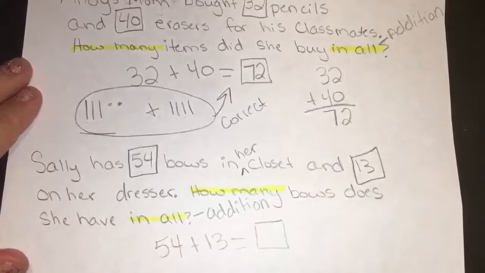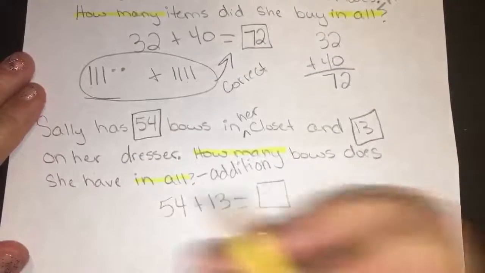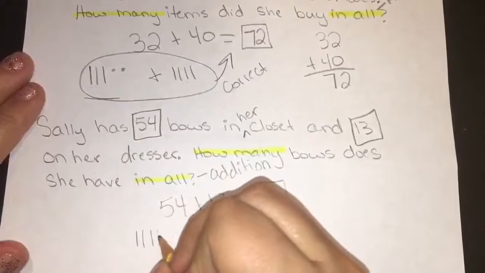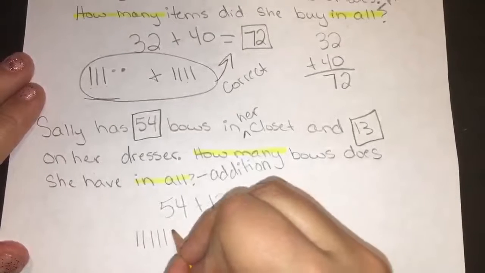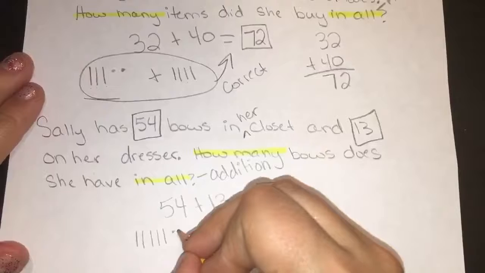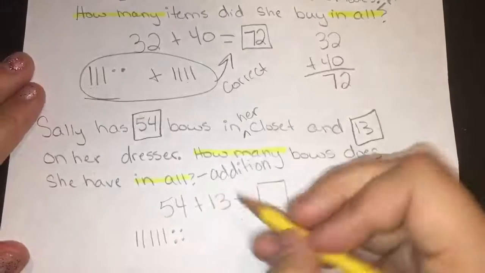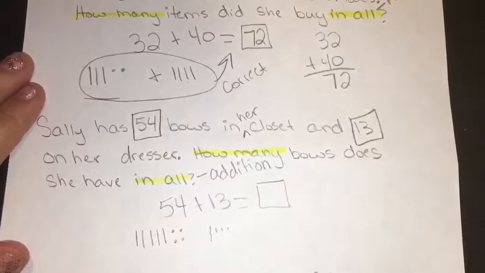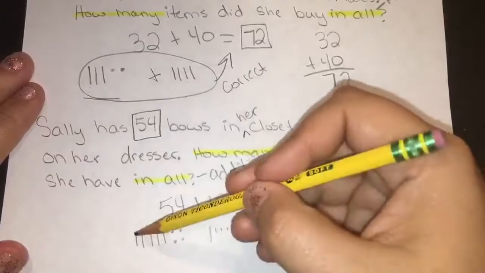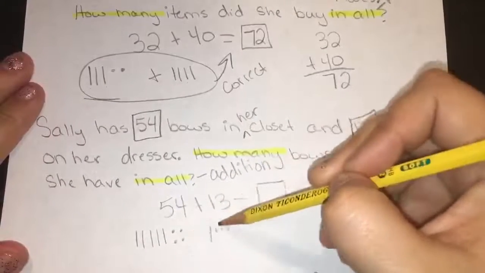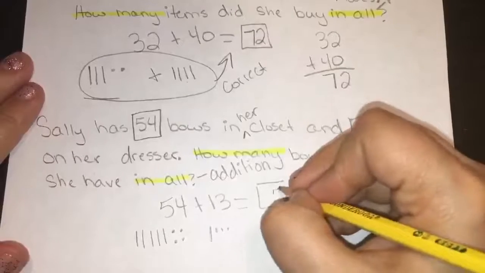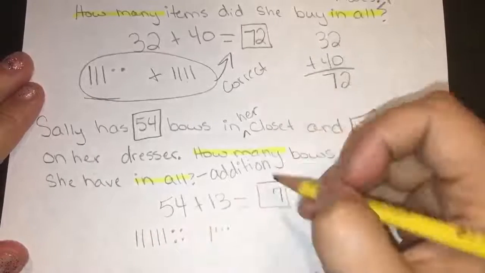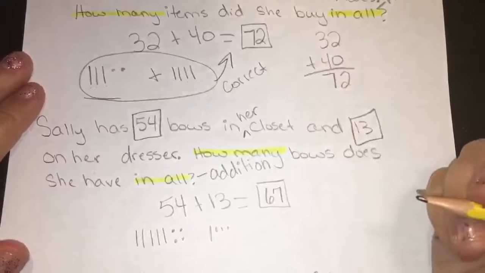So there's our missing number. So let's show our picture. For 54, we have 5 tens and 4 ones. For 13, we have 1 set of tens and 3 ones. Now let's combine them. 1, 2, 3, 4, 5, 6, 7 ones. And 10, 20, 30, 40, 50, 60. There's 6 tens, which equals 60.